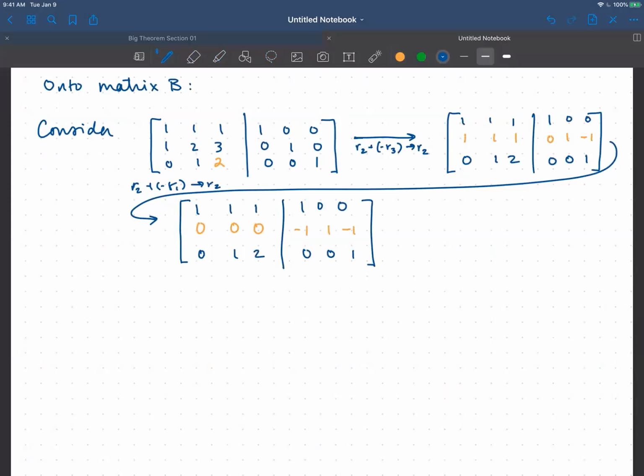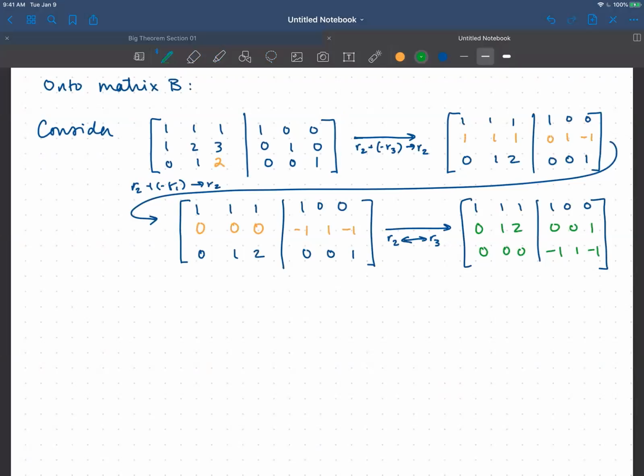All right. Now I want to get this into reduced row echelon form. So I'm going to put that 0 row down. I'm going to get all those zeros that started there down at the bottom. So let's take row 2 and swap it with row 3. And we get 1, 1, 1, 1, 0, 0. These two rows are switching, so I'm going to get 0, 1, 2, 0, 0, 1, and 0, 0, 0, negative 1, 1, negative 1.